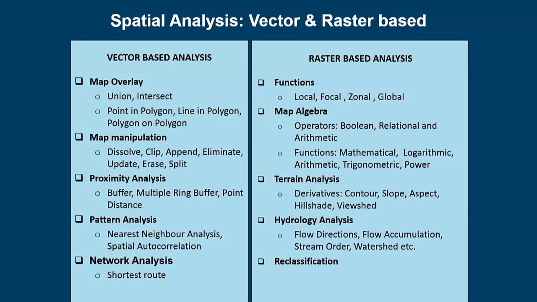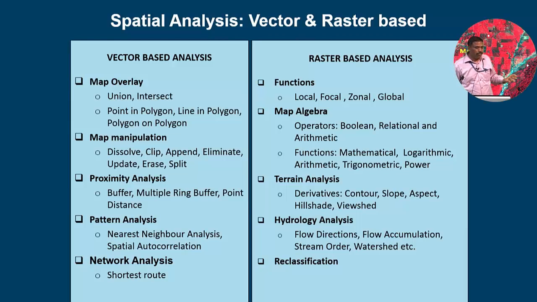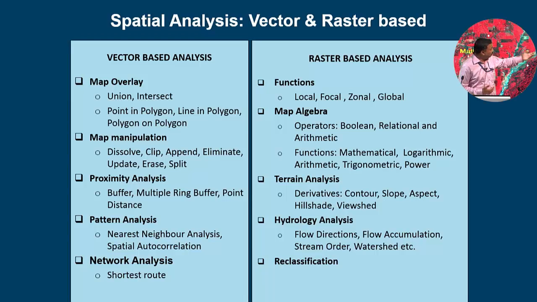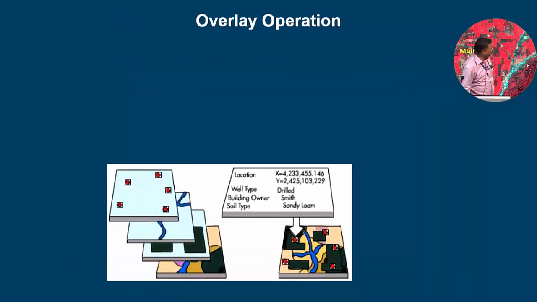Similarly, for raster, because their data structure is different, you can do local, focal, zonal and global operations. You can work on map algebra, meaning you can fire any type of algebraic operations on these data sets, meaning A plus B plus C, where A could be one layer, B another layer, and you can apply any type of arithmetic operation on those layers. Then terrain analysis, hydrological analysis, reclassification, there are so many things you can apply on the raster data, but you cannot apply a mathematical operation on the vector data because the data model will not support it. So that is the basic difference between raster and vector.